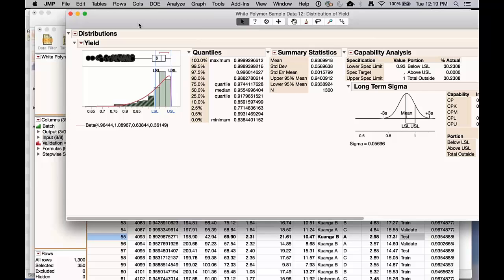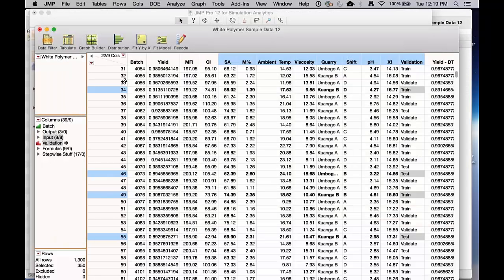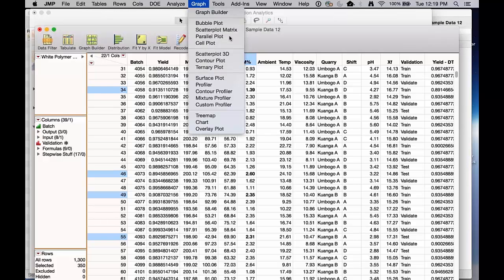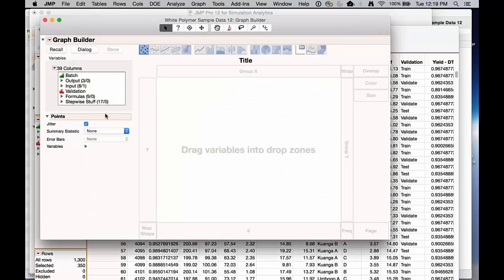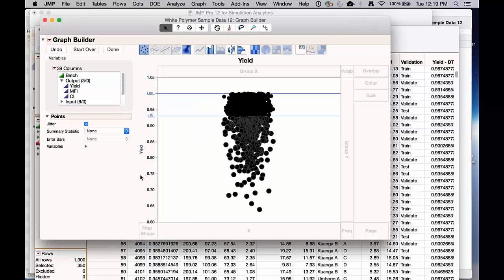So this is the kind of stuff I can do, as well as I can further explore these relationships. I think we said slurry amp and modifier percentage looked a little suspicious. I'm just going to go into this graph builder. This is a drag and drop graph creator. It's very powerful. I'm just going to go ahead and throw yield in here.